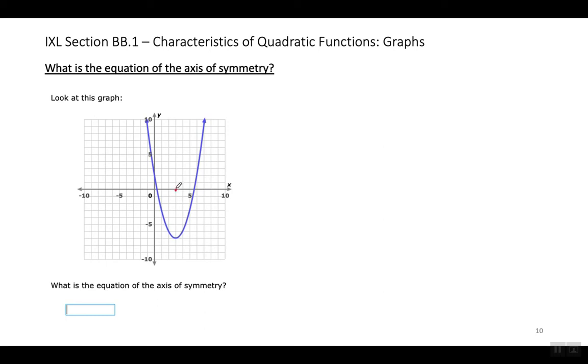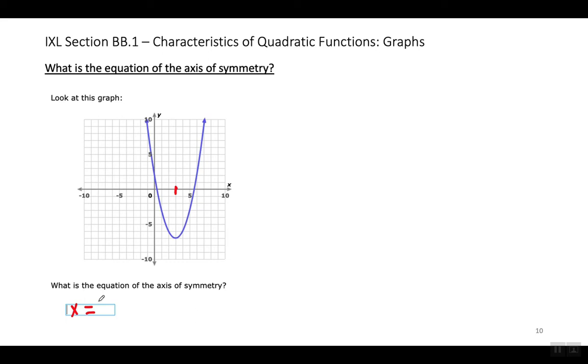Okay, so what is the equation of the axis of symmetry? All you need is, first of all, it says what is the equation. So I've got to write my answer like this. If you don't put x equals, it's going to mark it wrong even if you put the number correct. So that's very important. Make sure you realize that before you start messaging me that you're putting the right answer and IXL is marking them all wrong. It says, what is the equation? That means you have to write an equation in the answer.